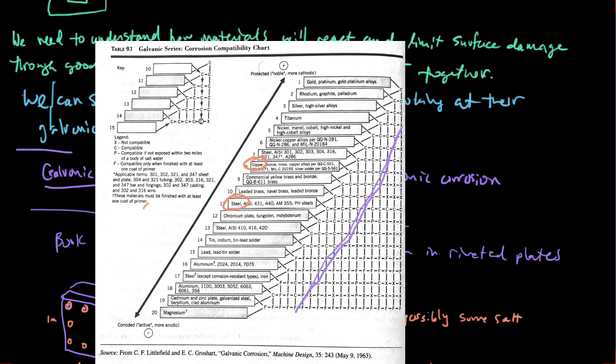All right, so that is an introduction to surface corrosion and galvanic corrosion and some information about oxidation.